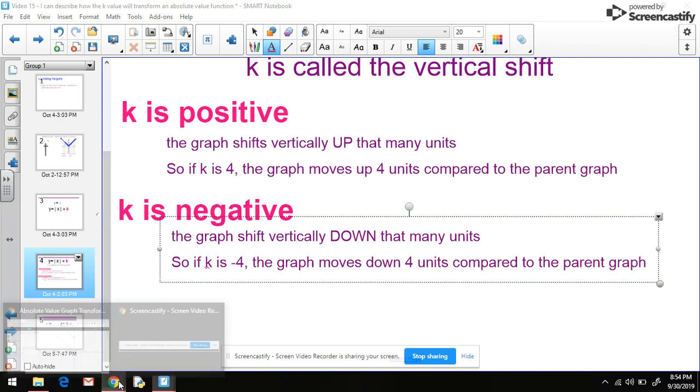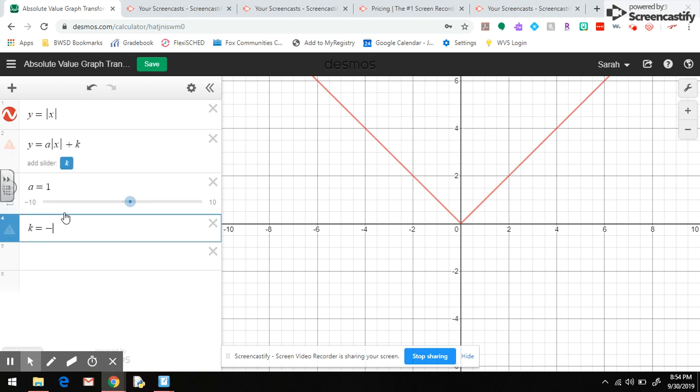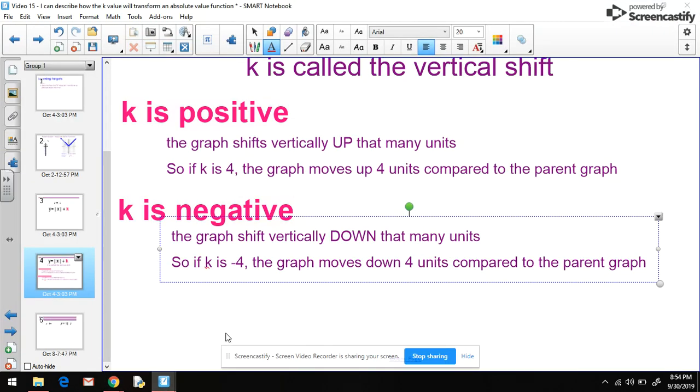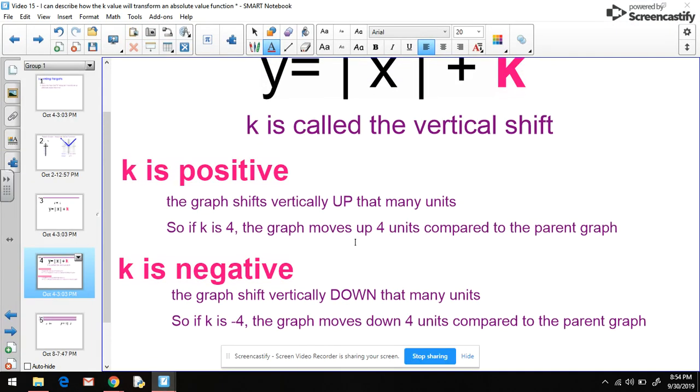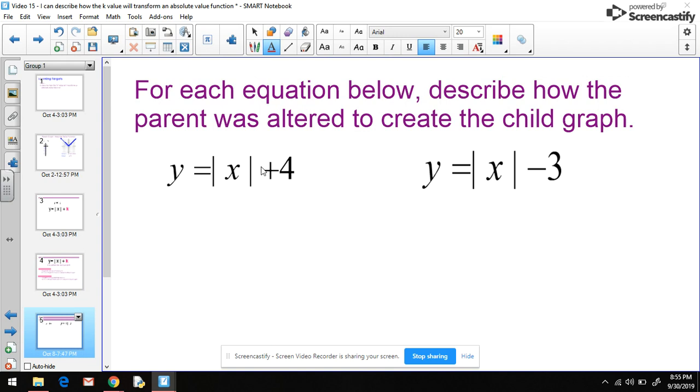So if we go back to Desmos here, notice if we change k to a -4, it moves down 4 units when compared to that parent graph in red. So our k value is our vertical shift, and it actually shows us how our graph is going to move vertically when compared to the parent graph. So here I have 2 equations for us to look at. For each equation, we're going to describe how the parent graph was altered to create these children graphs here.